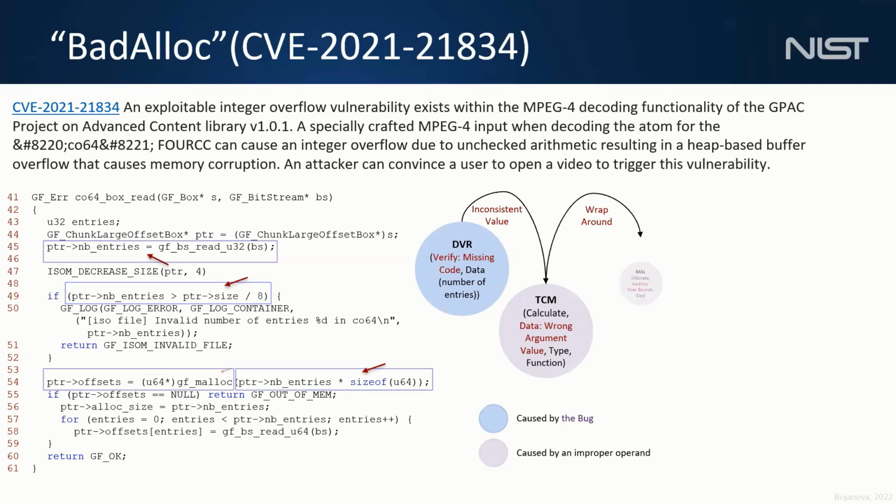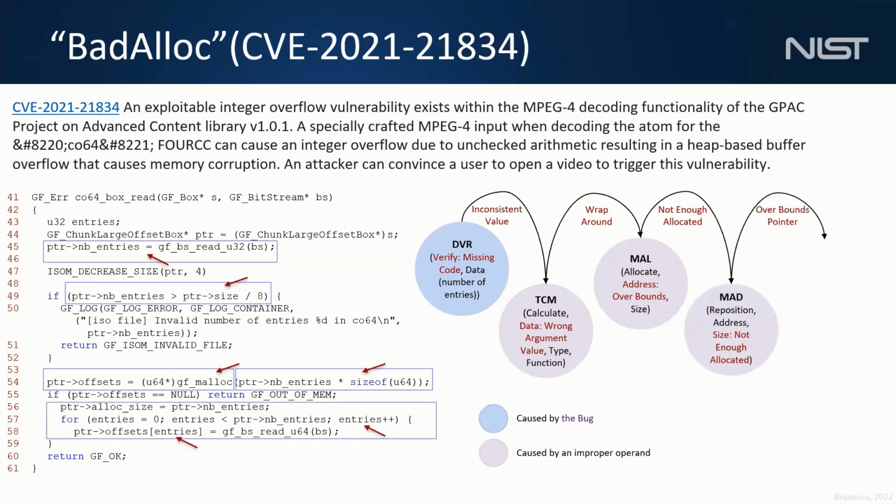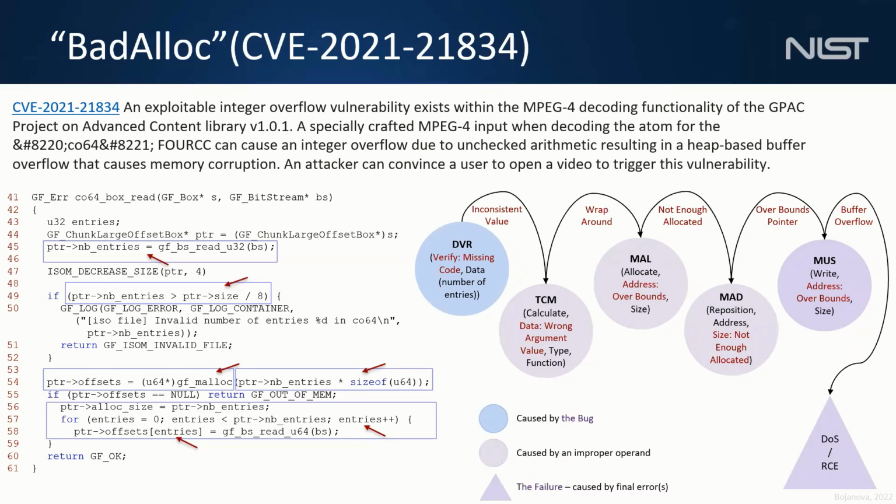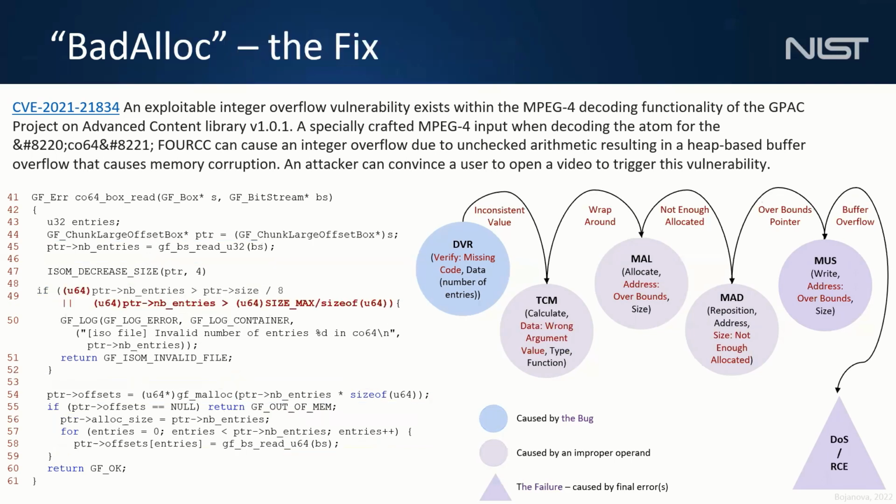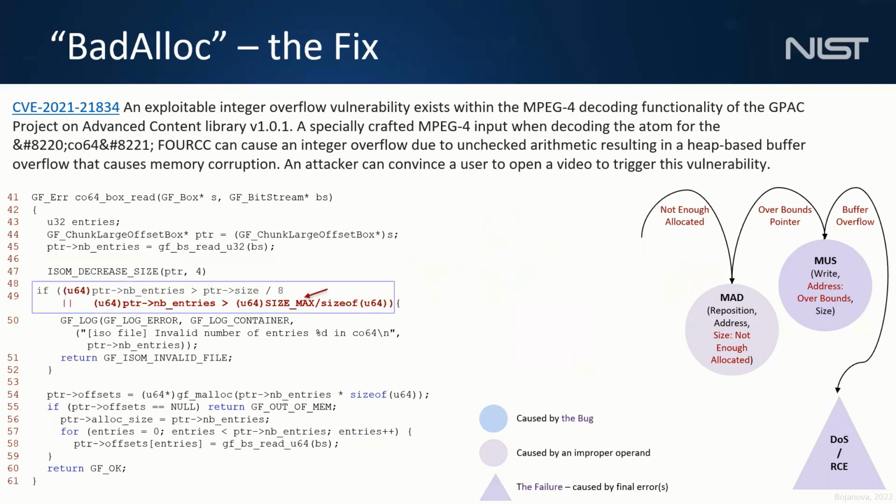When such an overflowed integer is used, the allocation routine will create an undersized buffer, which will be populated based on its larger actual size by moving the pointer over bounds and using it to write there, aka buffer overflow. And this buffer overflow could lead to a denial of service or even remote code execution failure. To fix the bug, the GPEG team checked the maximum integer size, fixing the DVR bug, and resolving the entire vulnerability.